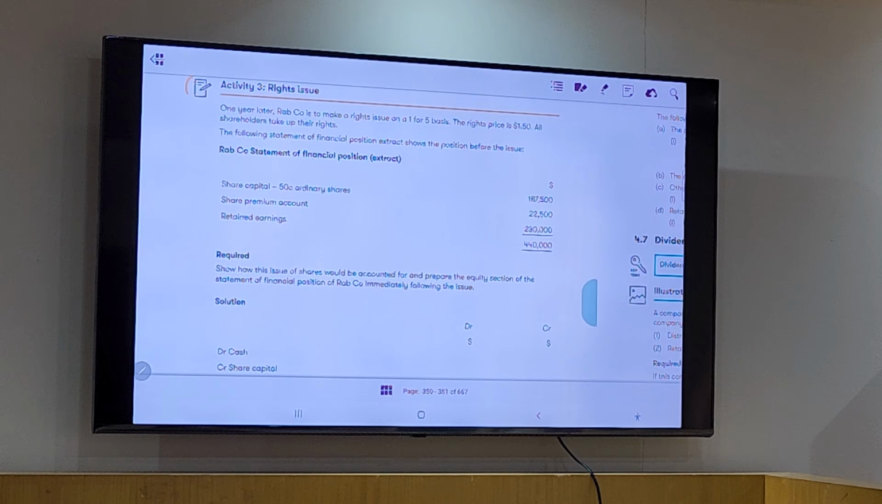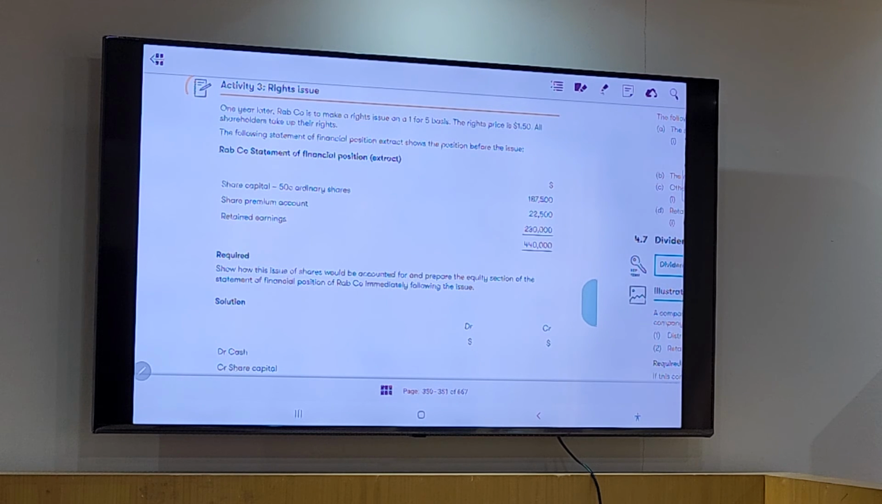Why? Here I am receiving cash. So you have to be careful. This number, 12, divided by 25, you get the number of shares. Then you have to see this equation. Divided by 1, then you get the number of new shares.